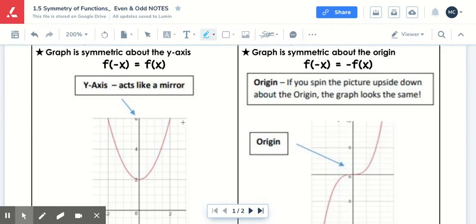On the graph, that comes out as the y-axis acting as a mirror. So essentially, if you took the graph and you folded it along the y-axis, the left side of the function and the right side of the function would lie on top of each other.